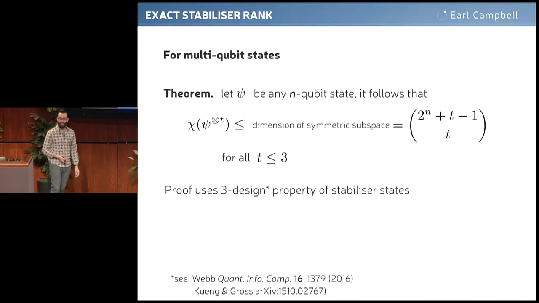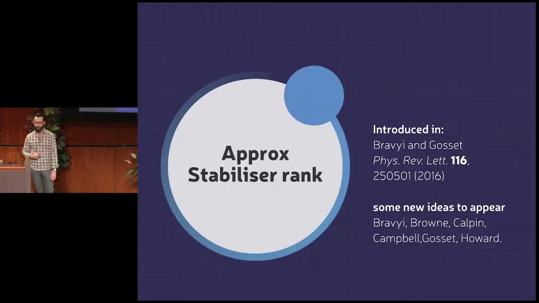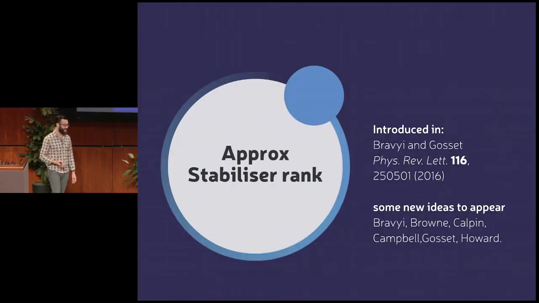It's probably an artifact of the proof technique. So the proof technique at the moment uses this result that the set of stabilizer states forms a projective 3-design. So in fact, I think this is probably 5 or bigger, and may even scale with n. But at the moment, we just know that it's true for t equals 3 or less. So that's everything that I wanted to say about exact stabilizer rank.